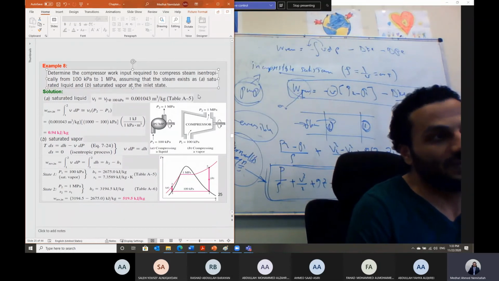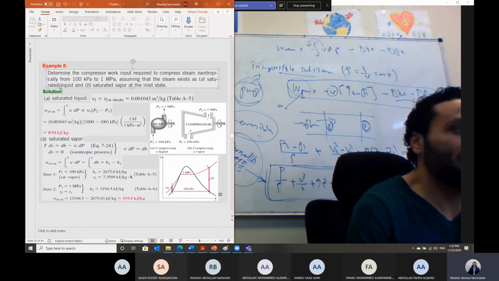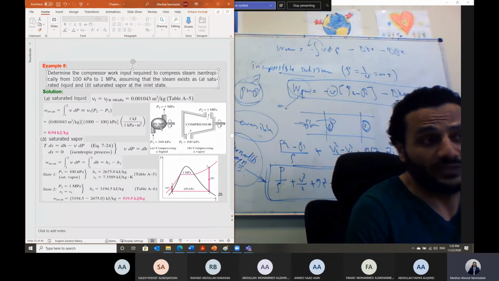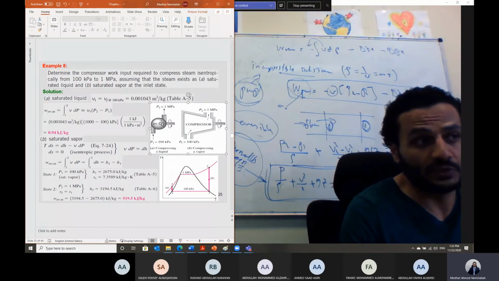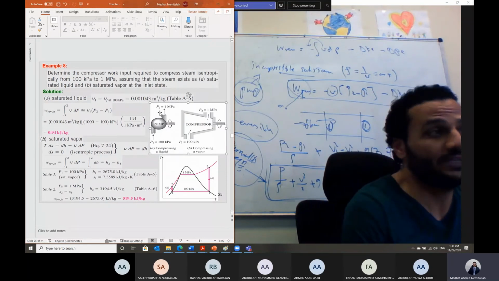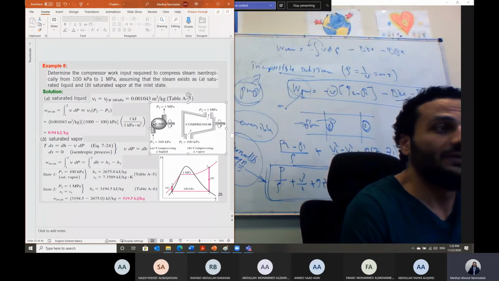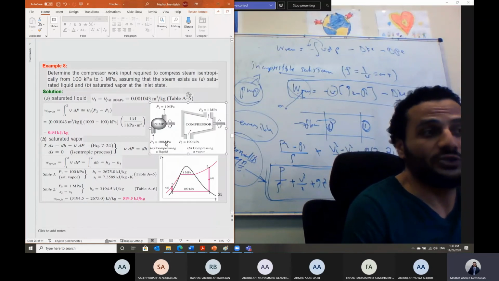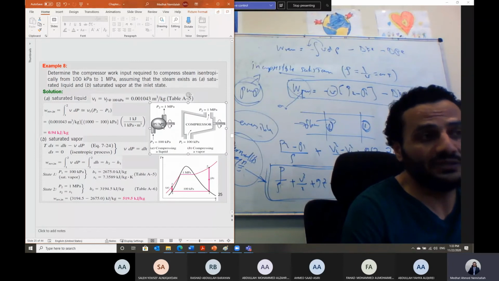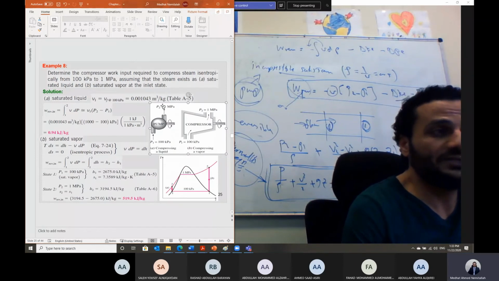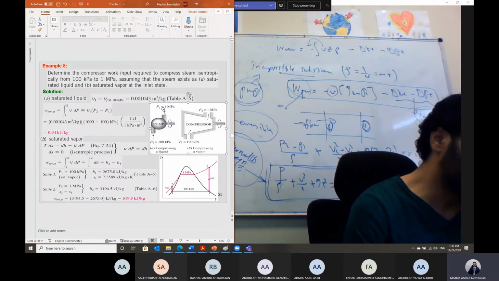Assuming the steam is coming in, in the first case, as saturated liquid. In this case, instead of a compressor, we bring a pump, because a pump is dealing with liquid. We have saturated liquid steam coming at state 1 at pressure equal to 100 kilopascal, compressed inside a pump, and then to the outlet pressure equal to 1 megapascal.